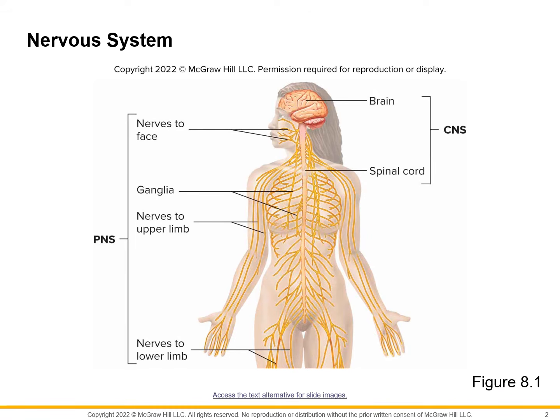This slide shows us the two divisions of the nervous system, CNS or the central nervous system, and PNS or the peripheral nervous system. Central consists of the brain and spinal cord. Peripheral consists of all the nerves that extend outwards or distal to the spinal cord.